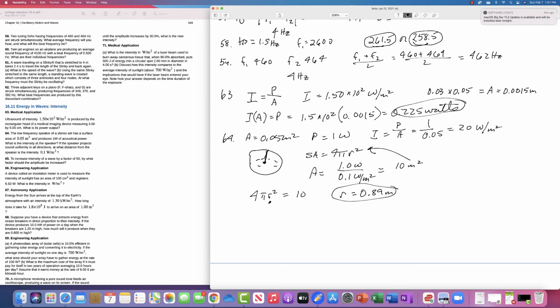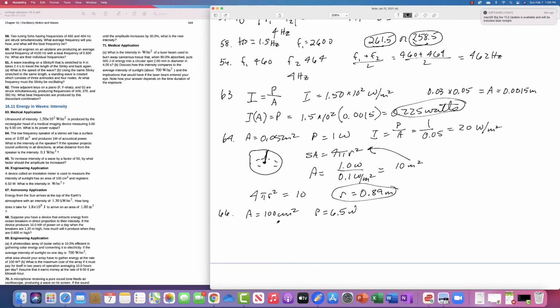66. Well, we're just going to press on. This one's a little bit longer than most of my videos, but we're going to press on because we only have a few more to do. 66 states, a device called an insolation meter is used to measure the intensity of sunlight at an area of 100 centimeters squared and registers power of 6.5 watts.